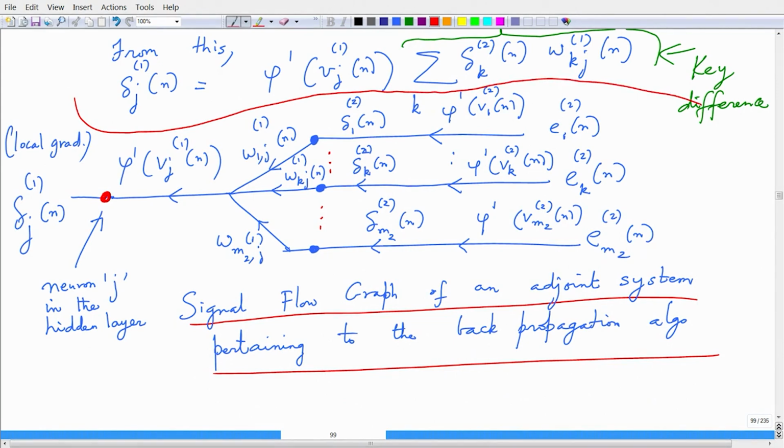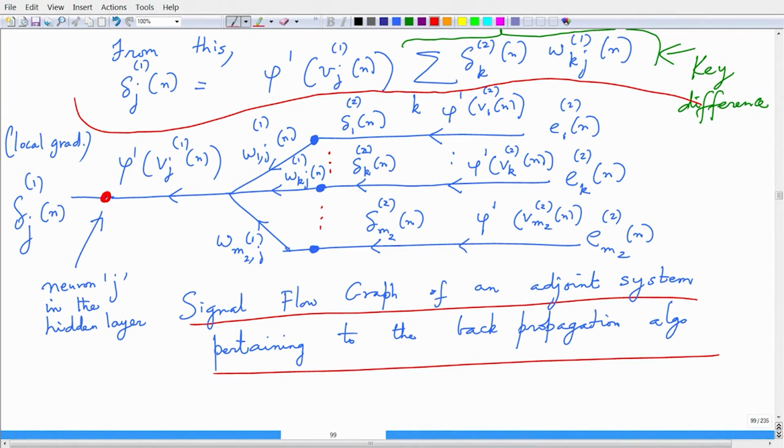And observe the key difference conceptually, right. In the case of computing the local gradient in the output layer, that is for all the neurons in the output layer, it was pretty straightforward. We had the error and we could just compute the error times the partial derivative of the error with respect to the functional signal, right. It was easy for us to compute.